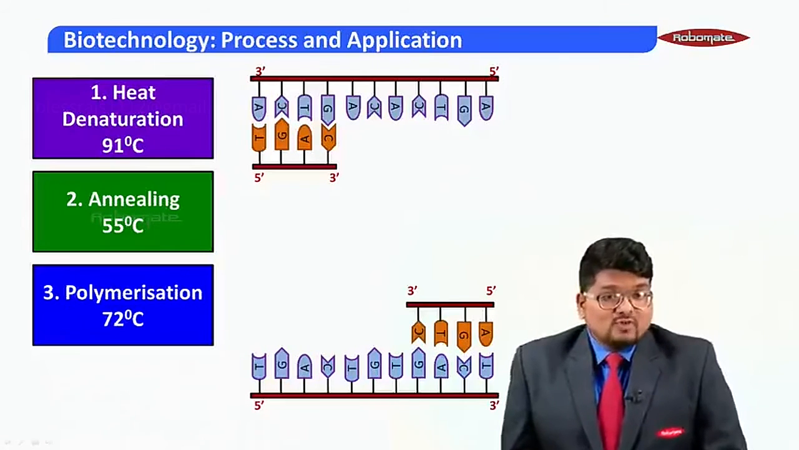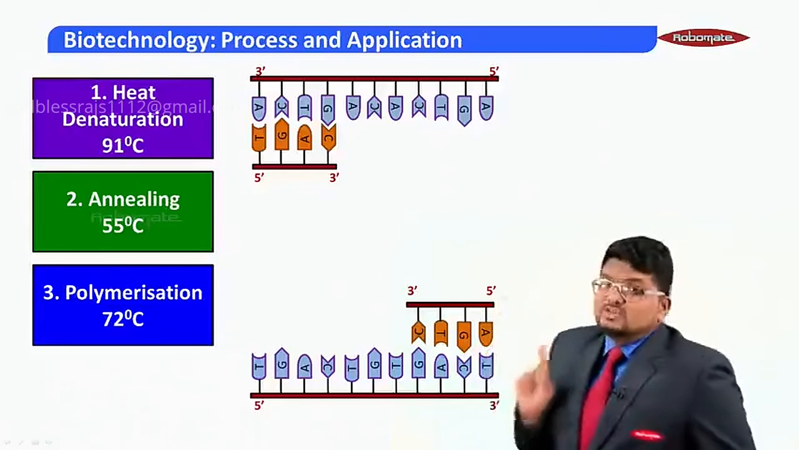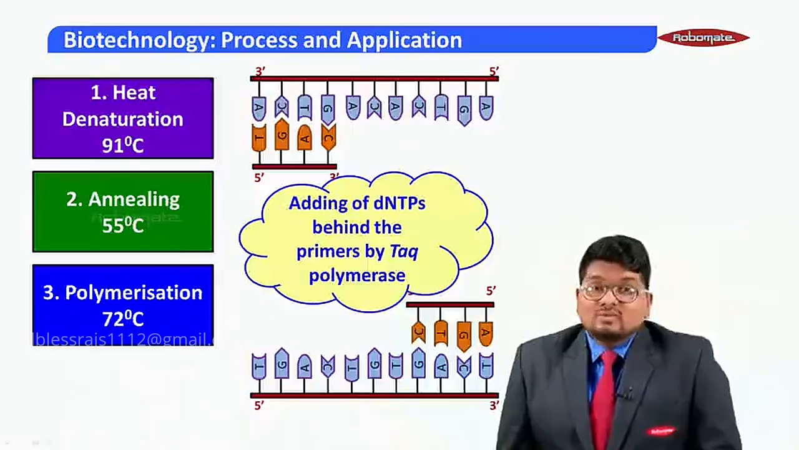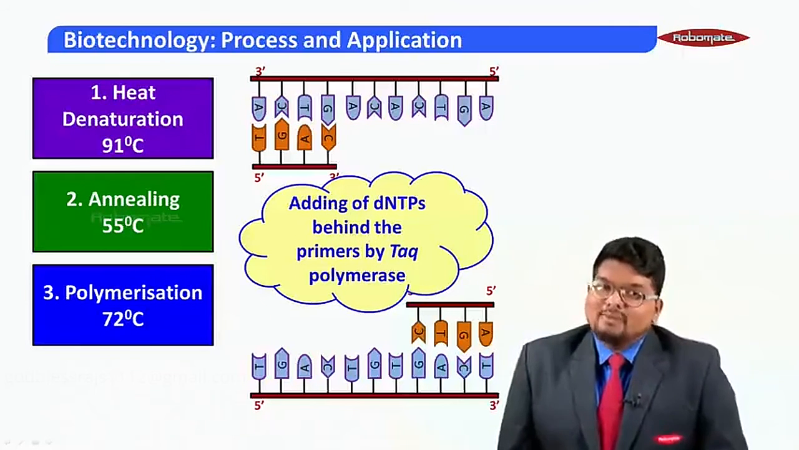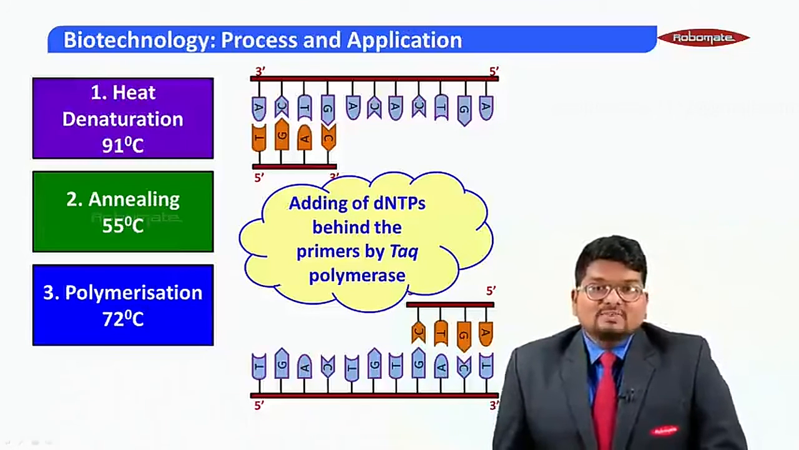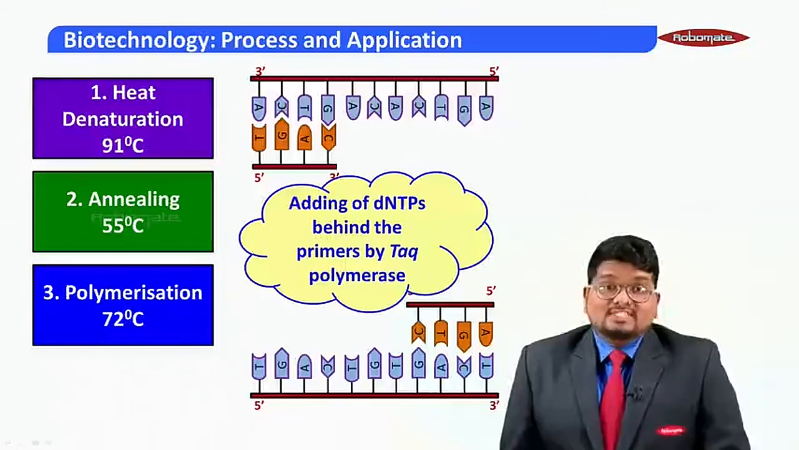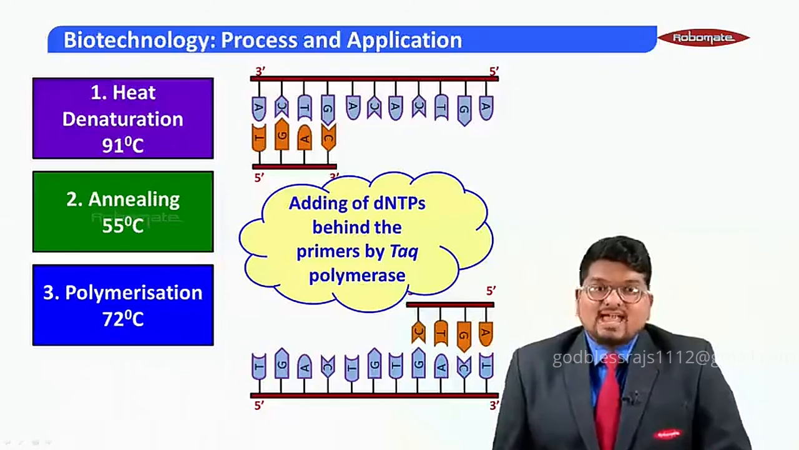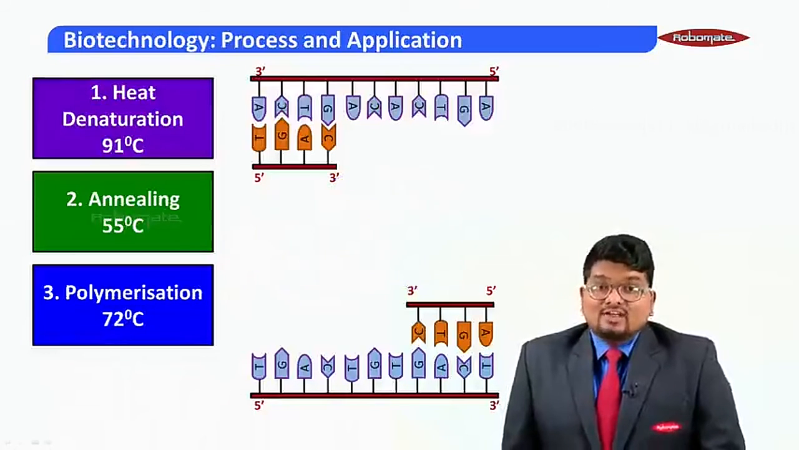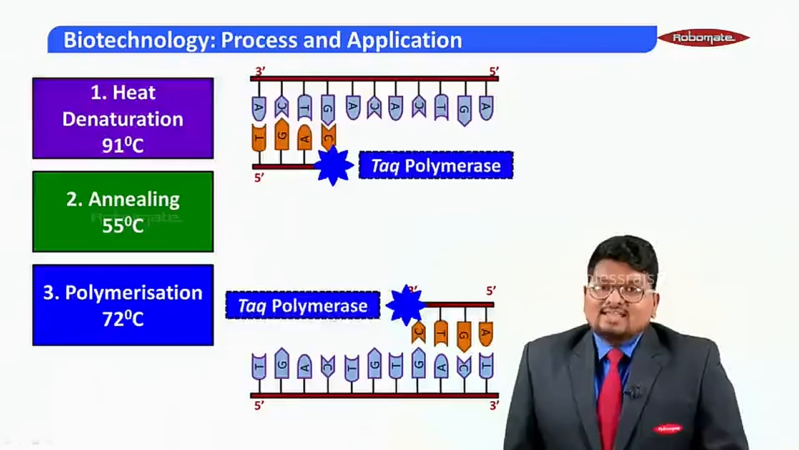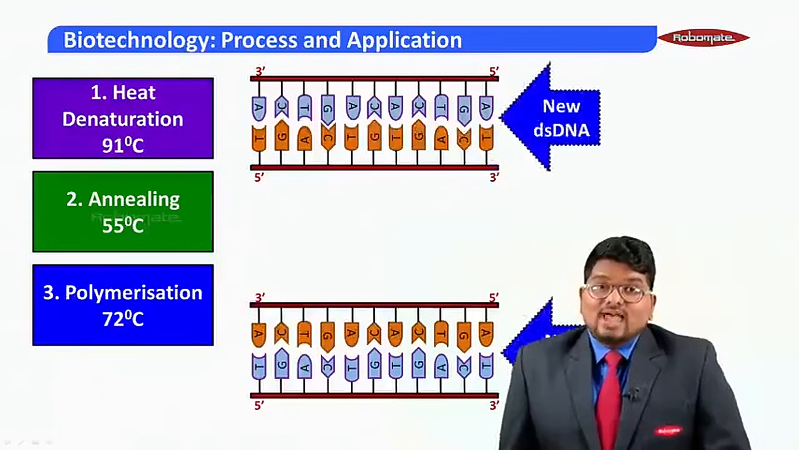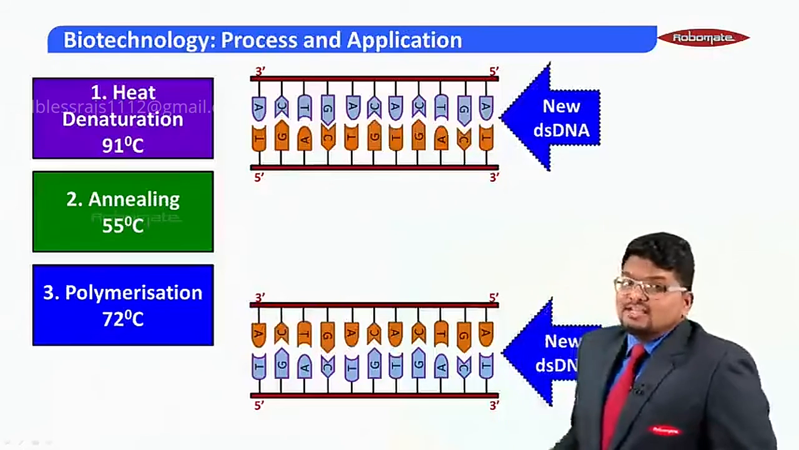But polymerization of what? Polymerization of these two primers. But who will carry it out? It will be carried out by a thermostable DNA polymerase called Taq polymerase. How will it do it? It will do it by adding of dNTPs behind the primers. Now Taq polymerase comes from Thermus aquaticus and hence it is called as Taq polymerase. Now here I have Taq polymerase and it is adding the dNTPs behind the primers. So from one DNA molecule I got two new double-stranded DNA molecules.